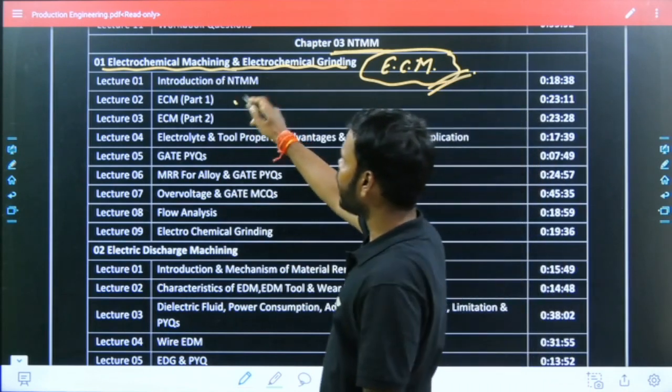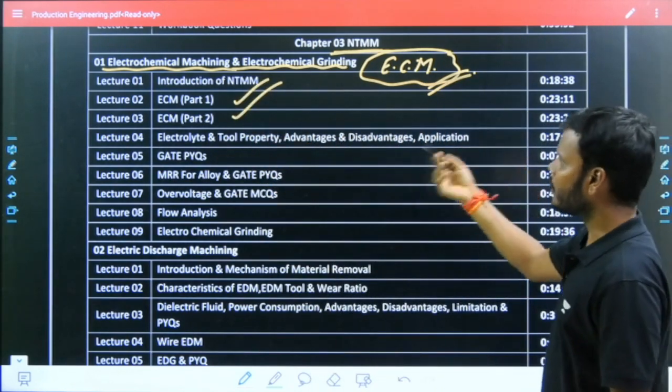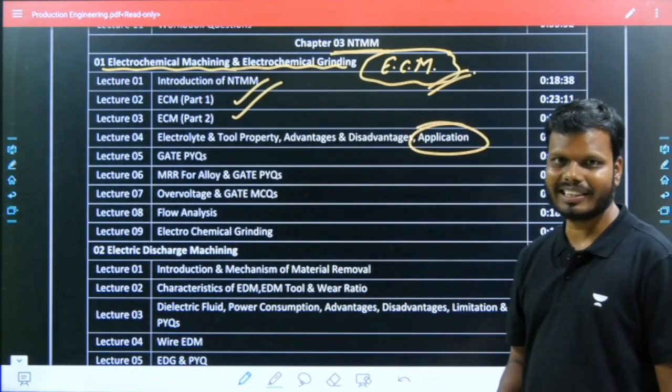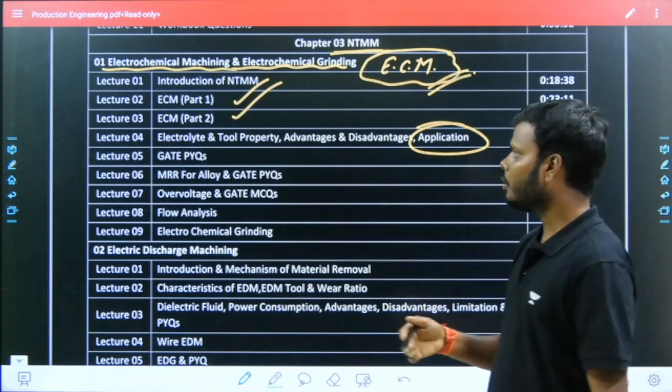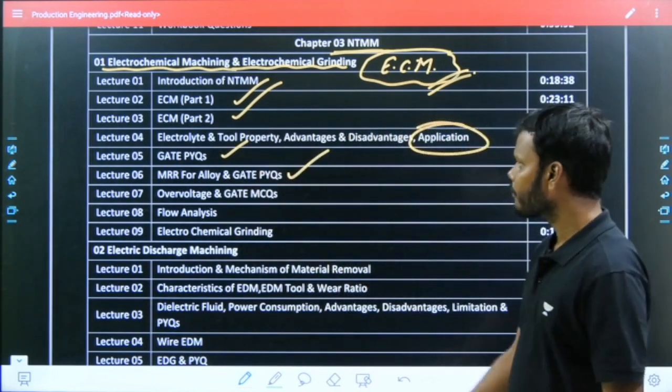So ECM part 1, part 2, electrolyte and tool property, advantage and also disadvantage and application are very, very important. Application of ECM. Okay. Next, GATE PYQs, MRR of alloys and GATE PYQ.